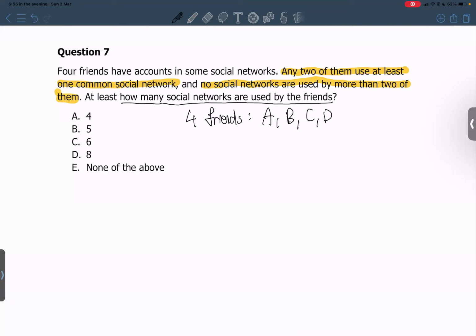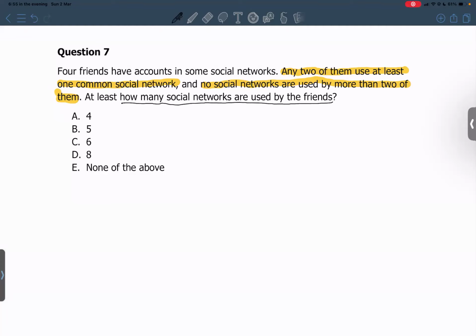Okay, so we can start to solve this question now. In question 7, there are 4 friends that have accounts on some social networks. Any two of them use at least one common social network, and no social network is used by more than two of them. At least how many social networks are used by the friends?